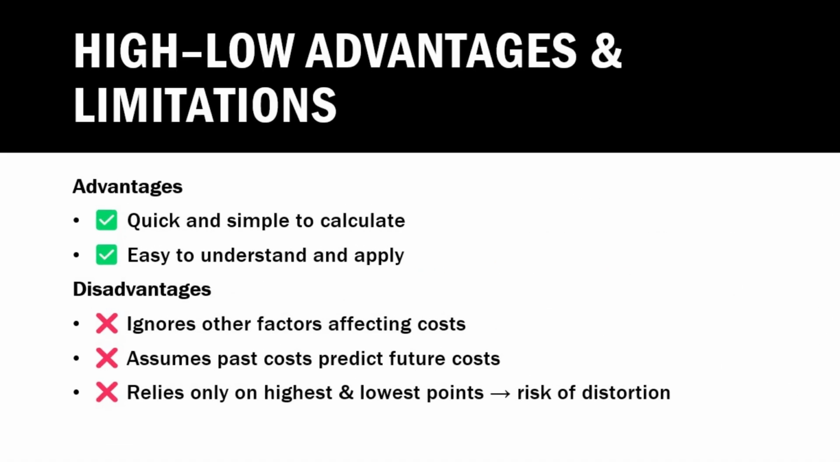Advantages and limitations. The high-low method is fast and easy to apply, but because it uses only 2 points, it can be distorted by abnormal data and assumes that activity is the only factor driving cost.